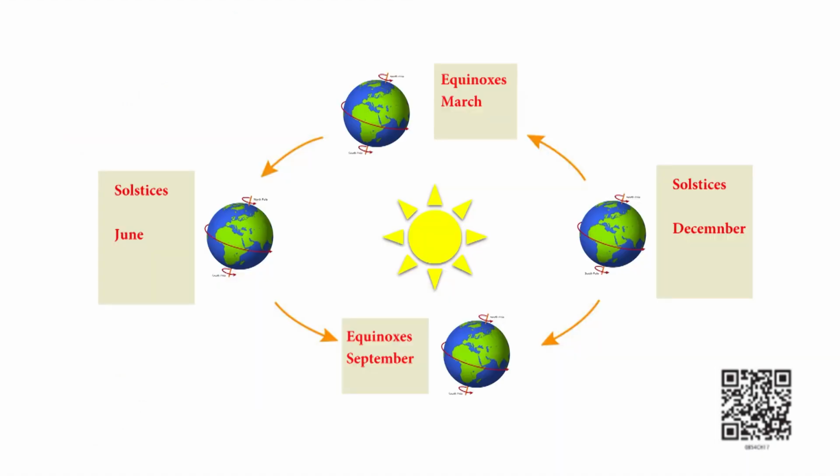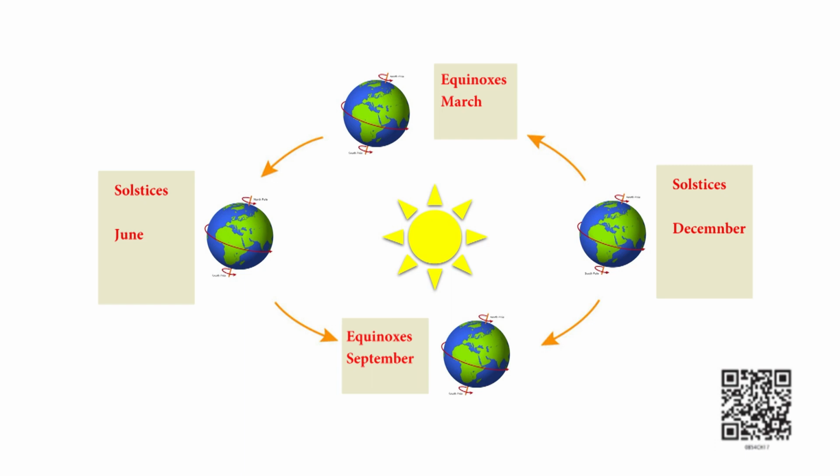We will now look at this diagram. This diagram shows the position of Earth at 4 different times in a year. We have marked the position of Earth during the solstices and equinoxes. We will see what these are. Solstices are those days when the sun appears at the northernmost or southernmost points in the sky. This can happen twice in a year, once in June and once in December.